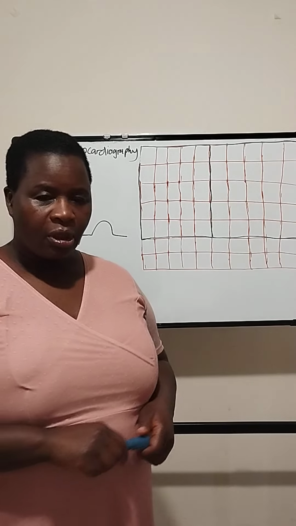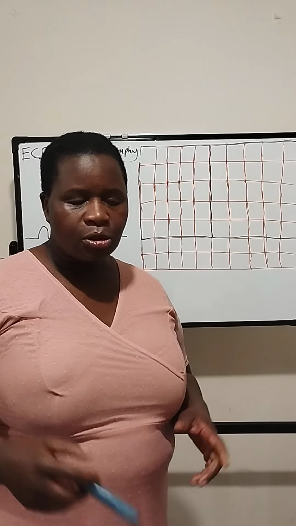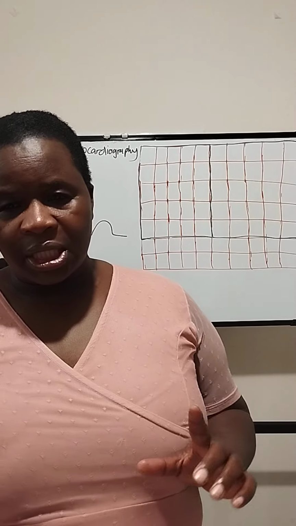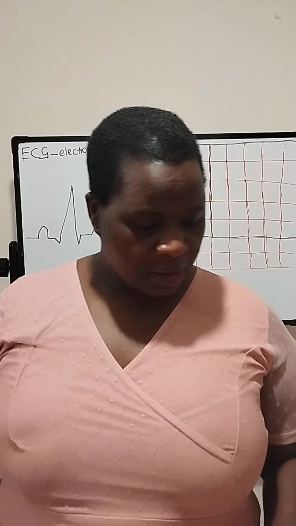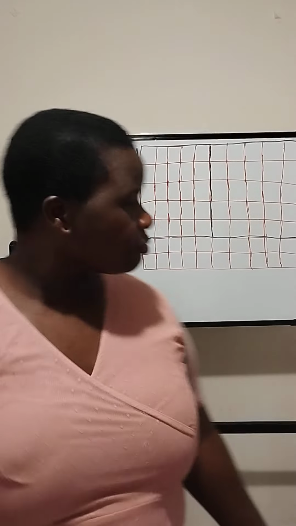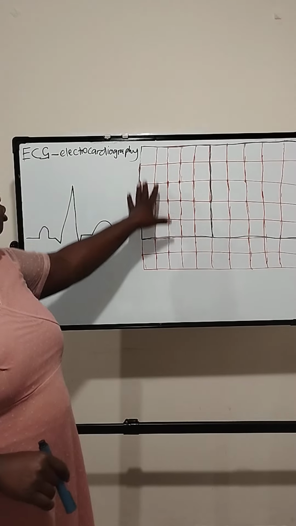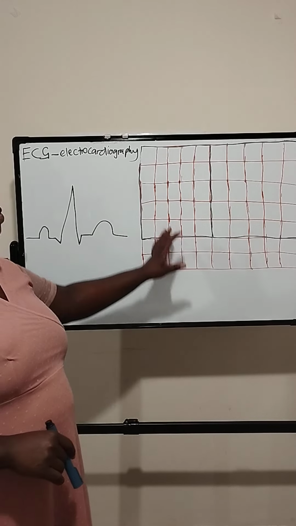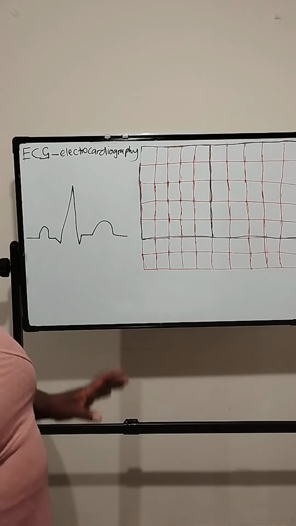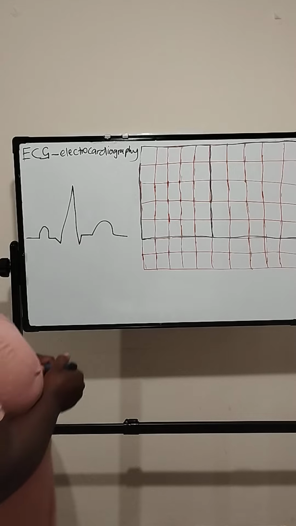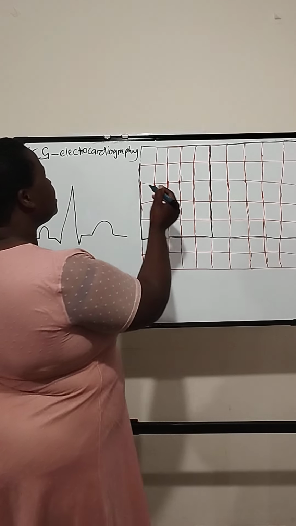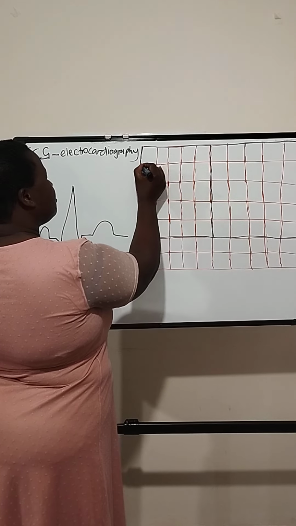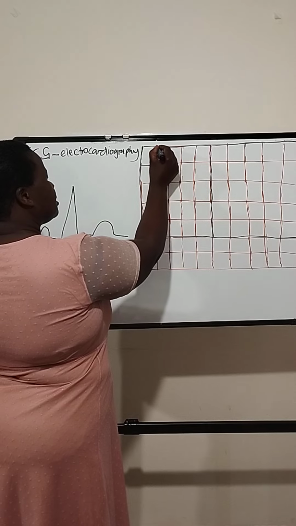So it has got some boxes, some bigger boxes and smaller boxes, which show distance and time. I've just drawn a rough sketch so that I'll be able to explain about the boxes. There are some smaller boxes. For example, this one is a smaller box.